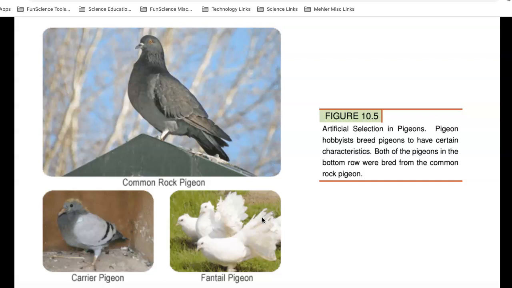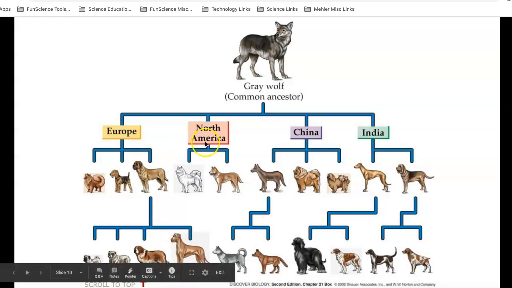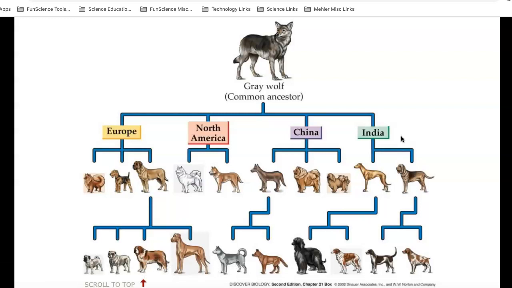So Darwin was very curious about anyone who bred animals, or plants for that matter. So for example, all dogs come from a common gray wolf. And Darwin was fascinated that Europeans and North Americans and people in China or India bred dogs for different characteristics. And he thought to himself, well, if we can change life artificially, I wonder if it can be changed naturally.